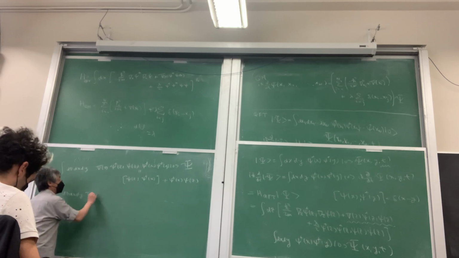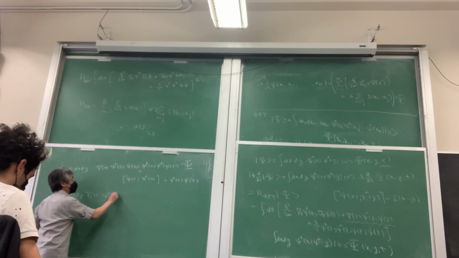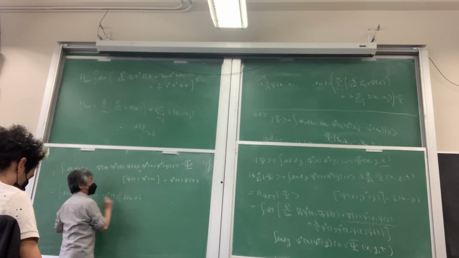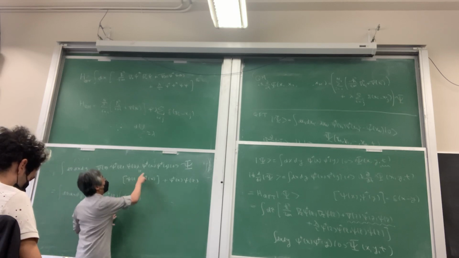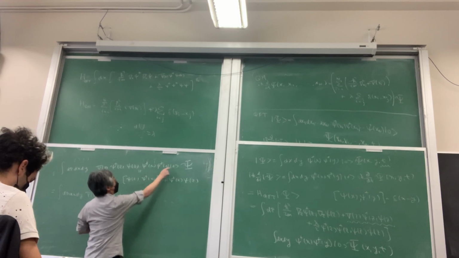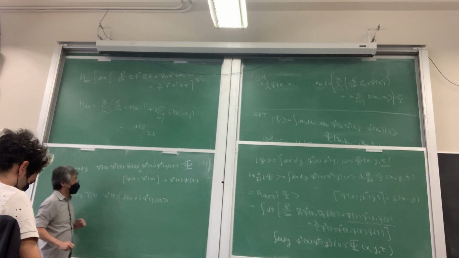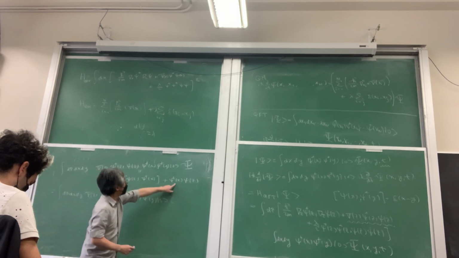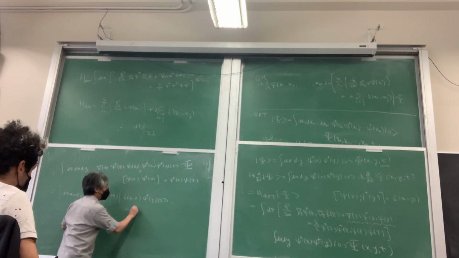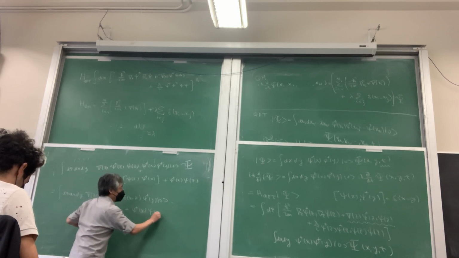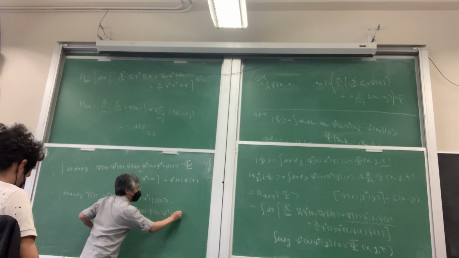But that really simplifies the expression, because this one is delta of x minus z. And then I have the rest, which is psi dagger of y acting on the vacuum state. And the second piece here is psi dagger of x, psi of z, psi dagger of y on the vacuum.